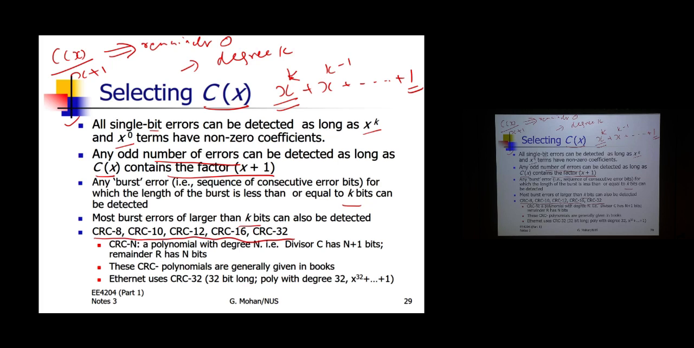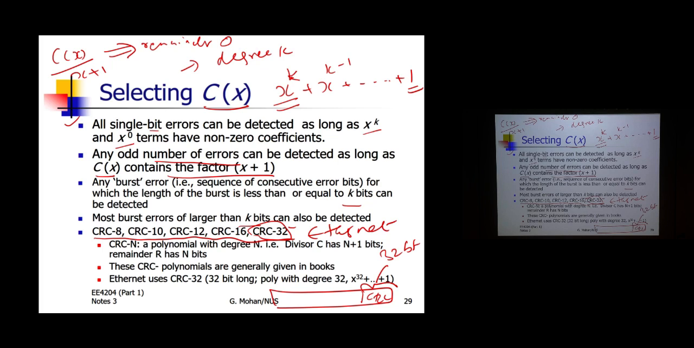There are some standard polynomials which are in use by the network community. There are many different polynomials possible, but they are standardized. For example, you take CRC 32. CRC 32 is used in Ethernet. That means if you look at the Ethernet frame format, at the end you will see CRC. So this CRC is 32 bits long.